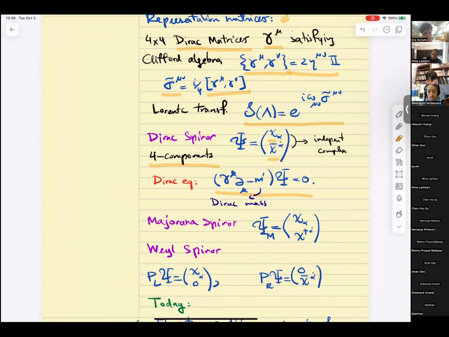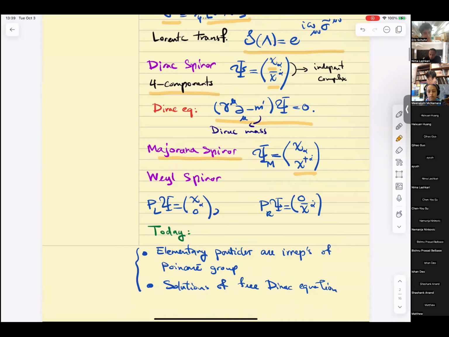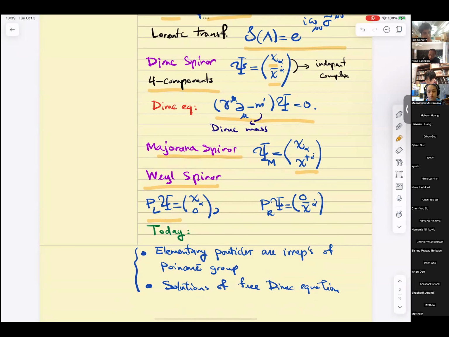We also introduced Majorana spinors. Majorana spinors were the ones where the upper and lower components were the dagger of each other, right? And then we also introduced Weyl spinors, which are found by just projecting to the left movers and right movers. So these are all the spinors that we ever want to talk about, right?